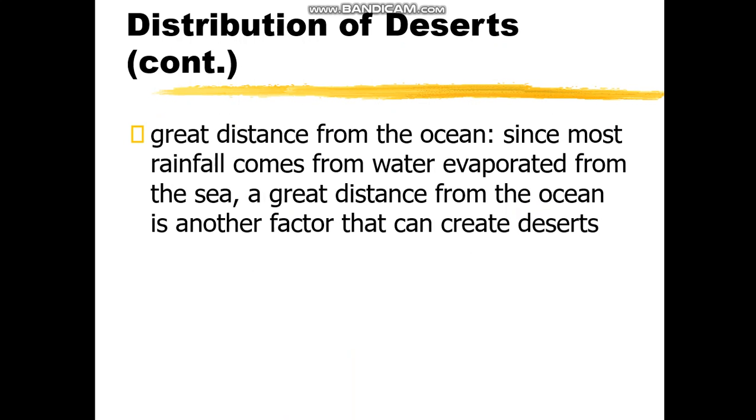Next is great distance from the ocean. As we have studied above, there is no rainfall or less rainfall. As we know, oceans cause rainfall, and when there is a great distance from the ocean, there are no or fewer chances of rainfall in deserts. Since most rainfall comes from water evaporated from the sea, a great distance from the ocean is another factor that can create deserts. As there is no fertilization in the soil, there is no chance of vegetation, so it results in deserts.